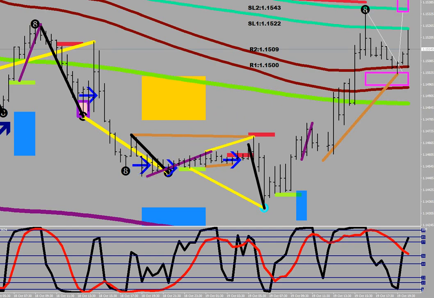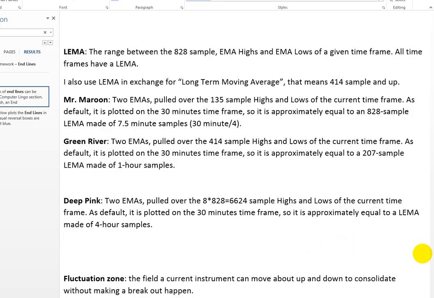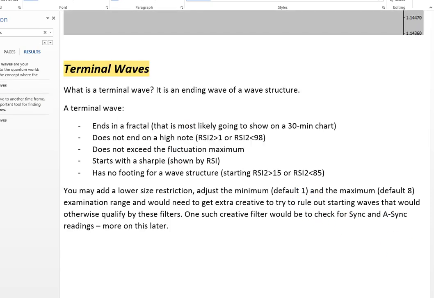I did have some more definitions, I suppose, to show you. So these are things that I say about the Green River, Lemma, Maroon, even fluctuation zone. Now you can read on your screen, you can pause it. And a little bit of information about terminal waves.